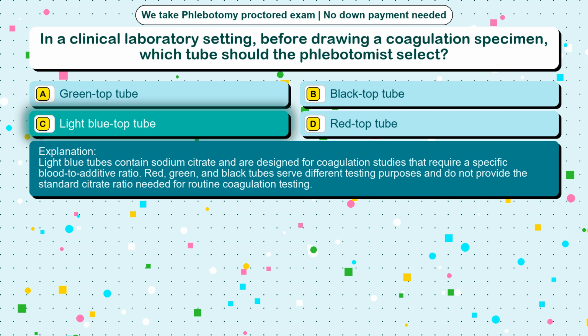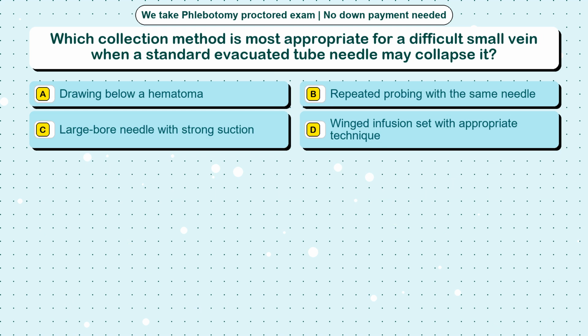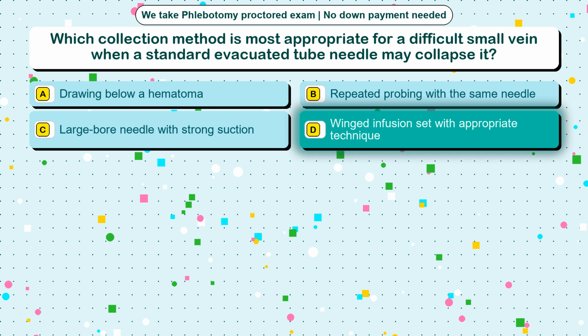Question 16. Which collection method is most appropriate for a difficult small vein when a standard evacuated tube needle may collapse it? Option A, drawing below a hematoma. Option B, repeated probing with the same needle. Option C, large bore needle with strong suction. Option D, winged infusion set with appropriate technique. The correct answer is option D, winged infusion set with appropriate technique.